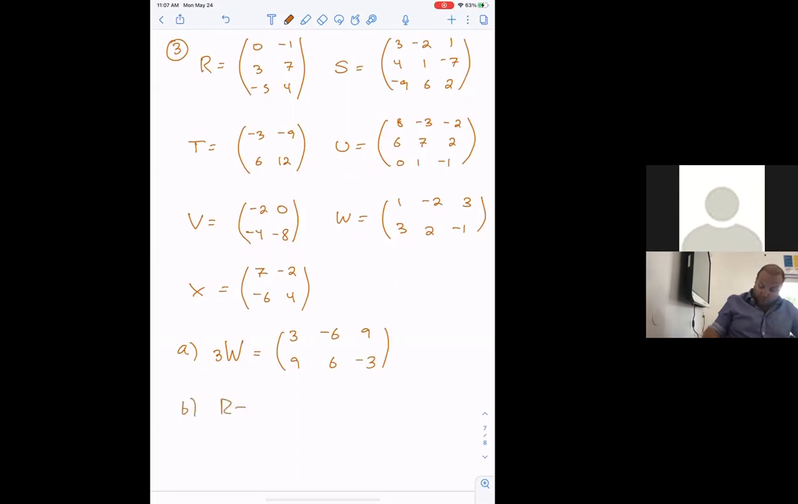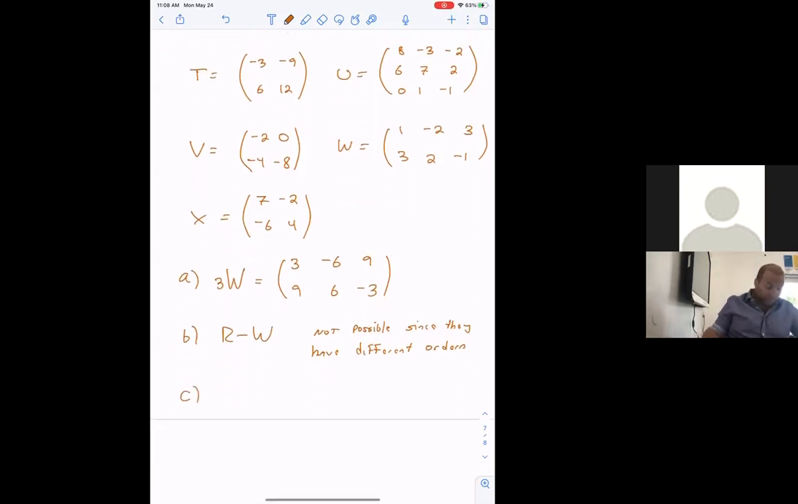B, R minus W. So R is 3 by 2, W is 2 by 3. Cannot do it, not possible. They say explain why. Why? Since they have different orders. Even though they both have 6 elements, 3 by 2 is 6, 2 by 3 is 6, because they don't have corresponding elements, you can't do it. C, 4 capital U plus capital S.